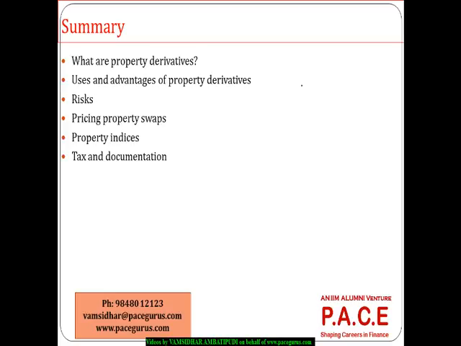So just a quick understanding of the property derivatives is essential. We are not getting into the pricing and all these aspects. No numericals are involved. It's only the understanding of the property derivatives which is expected at this particular moment. So we have talked about what are the property derivatives, for what purpose you use them, and what are the advantages, what are the inherent risks that are associated with property and property derivatives, how do I price property swaps, what are property indices, and finally looking at the basics of tax and documentation issues associated with the property swaps.